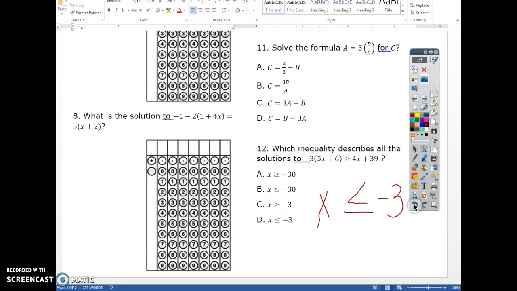Oh, D because it's pointing the wrong way. I know. D because it's pointing to the left.